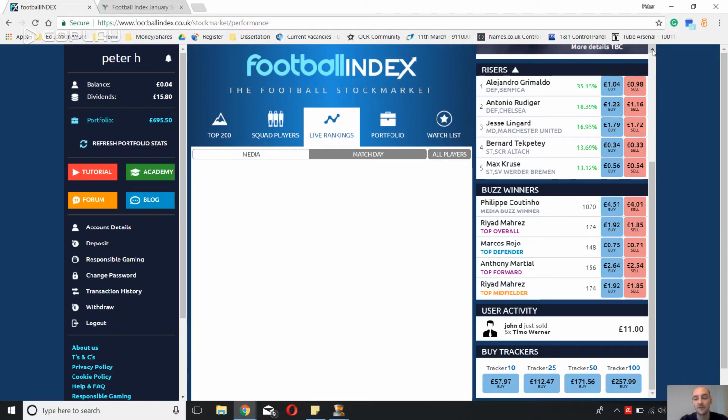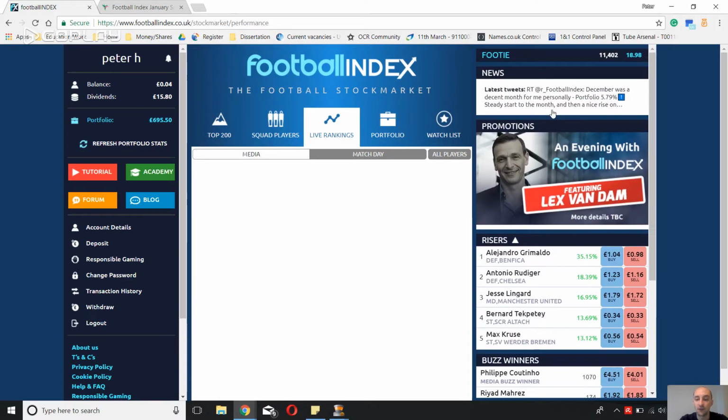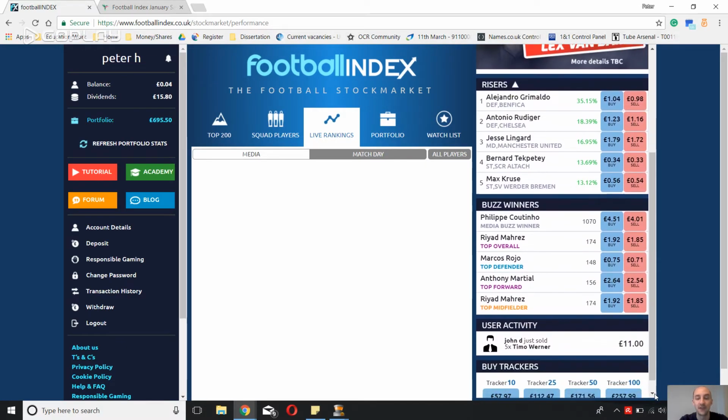On the right-hand side, you will see that there's tweets from Football Index. There's the biggest risers. So, for example, Grimaldo has risen 35% today, which puts him at £1.4. As well as this, there's the buzz winners for yesterday. Coutinho, in his ongoing transfer saga to Barcelona, meant that he was mentioned a lot in the press yesterday, and he won the media buzz winner. For each one of these buzz winners, you'd get around about 3 to 5 pence, although there are days when this is doubled and also tripled. The top overall buzz winner for the match day yesterday was Riyad Mahrez, along with top defenders, forwards and midfielders.